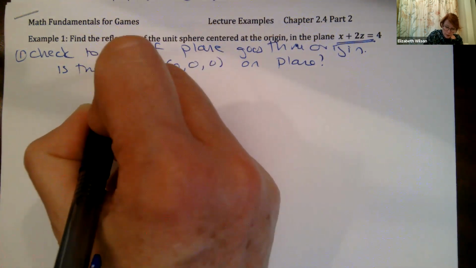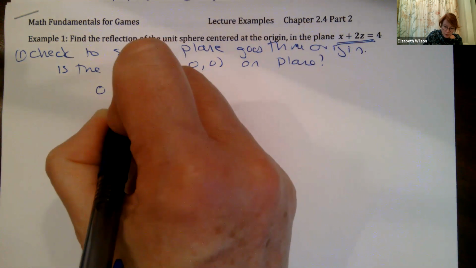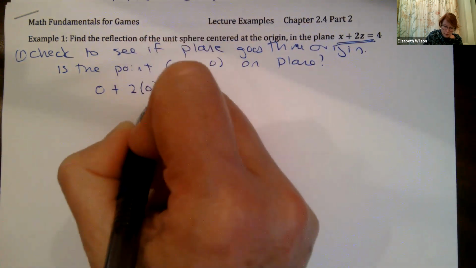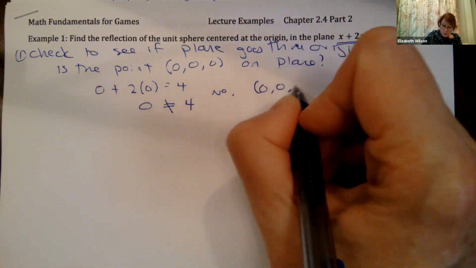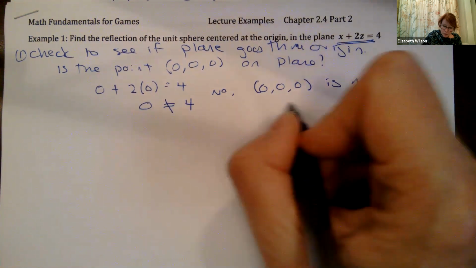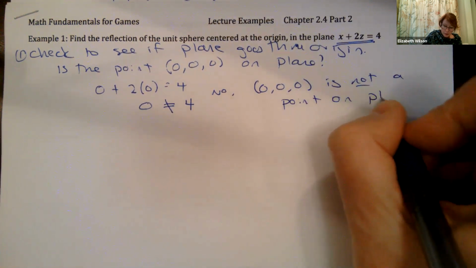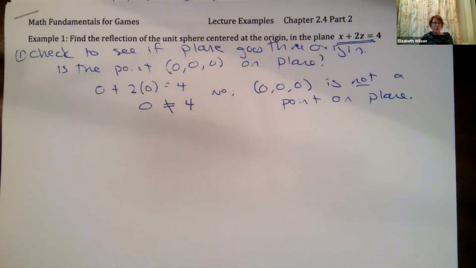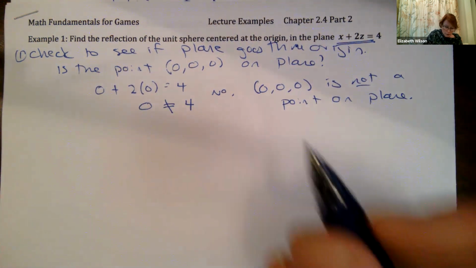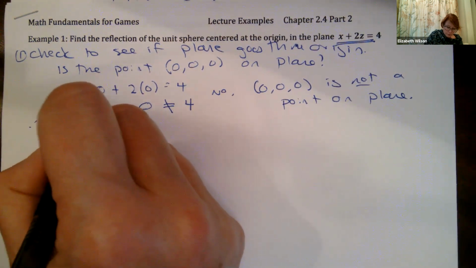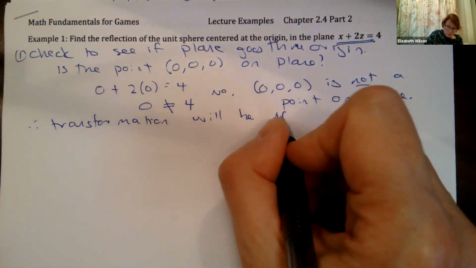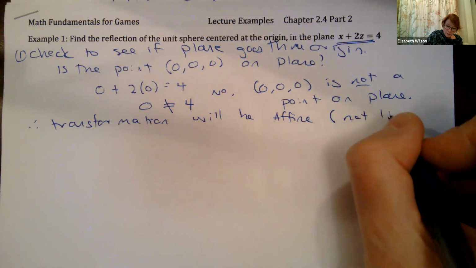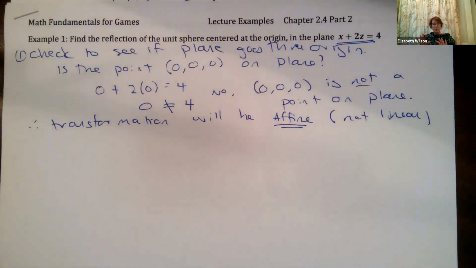So 0 for x plus 0 for y. Y isn't on there, but 2 times 0 equals 4. So I'm going to get 0 equals 4. No. 0, 0, 0 is not a point on the plane. So therefore, that means that the transformation that we're doing is going to be affine, not linear. Remember, affine is a linear portion plus a translation, right? So it's the translation that we use to help shift our world.